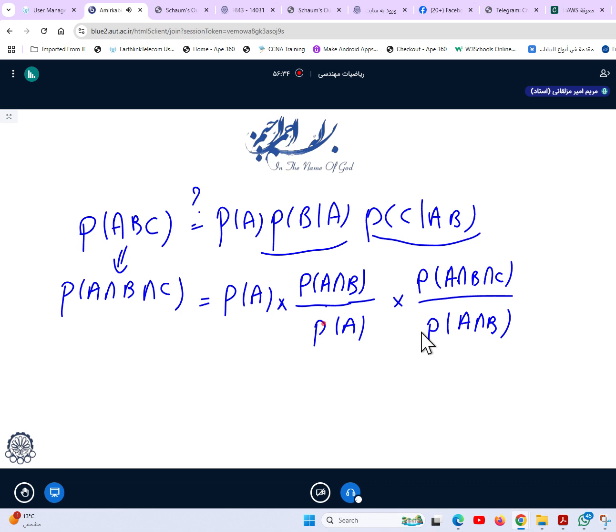Now we can simplify this formula. You can see that the two sides of this equation are equal. So we prove this formulation for the probability of A, B, and C, or intersection of three events A, B, and C. Any question?